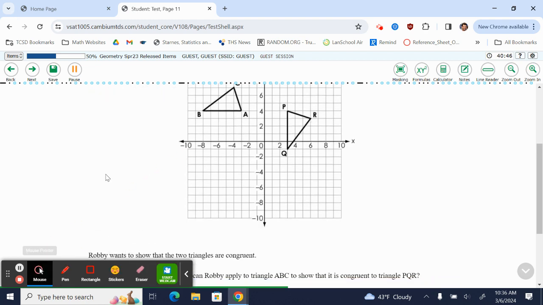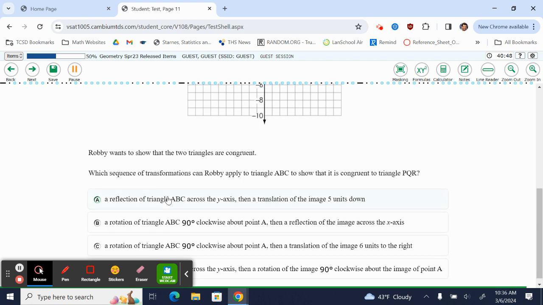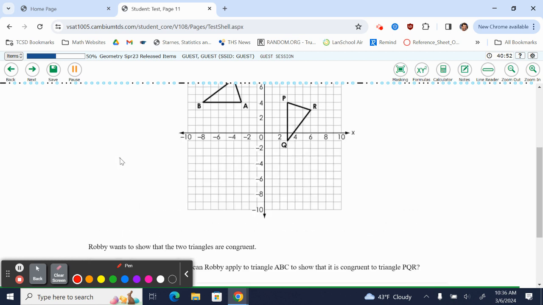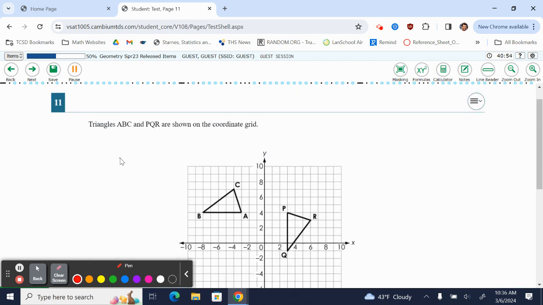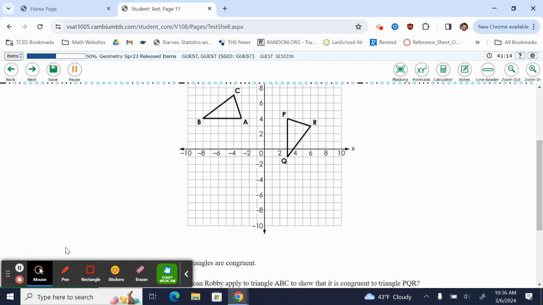So the first one here says he can reflect it across the y-axis and then translate it down. So starting with ABC, if I reflect it across the y-axis, this is the y-axis, so that means that all these points will just be on the other side of the y-axis. So that'll be A, B will be somewhere out here, and C will be here. So there would be that, which you can see it's not oriented right. So when I slide this down 5, it's not going to line up exactly. So that's wrong. Okay, so we're not doing choice A.